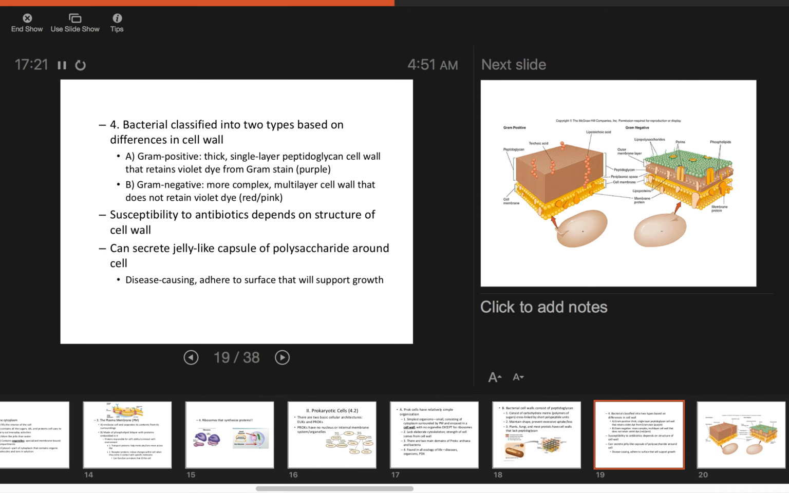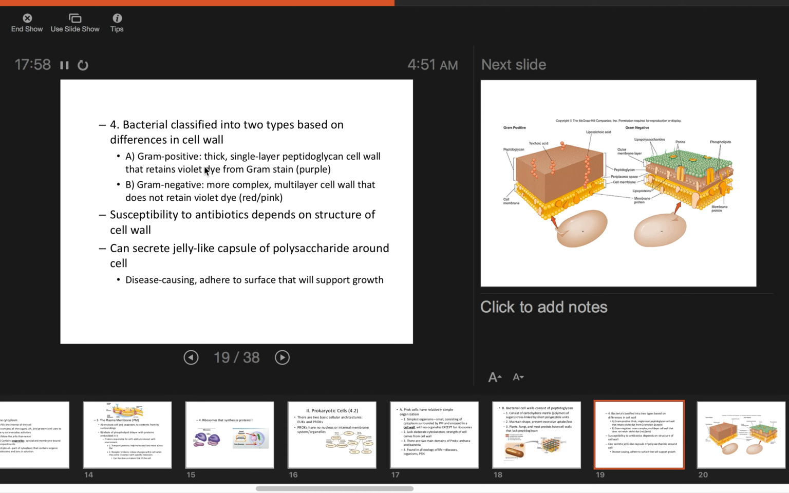Now, there are two types of cell walls, okay? You can be gram-positive or gram-negative, and a lot of it has to do with stain. In a gram-positive, you come across a peptidoglycan cell wall that's thick. It is a single layer of peptidoglycan, and it retains a violet dye from a type of stain, which we call a gram stain. So they're purple underneath a microscope. Gram-negative are way more complex. Multi-layered, the cell does not retain the violet dye, so they end up pink or red underneath the slide.